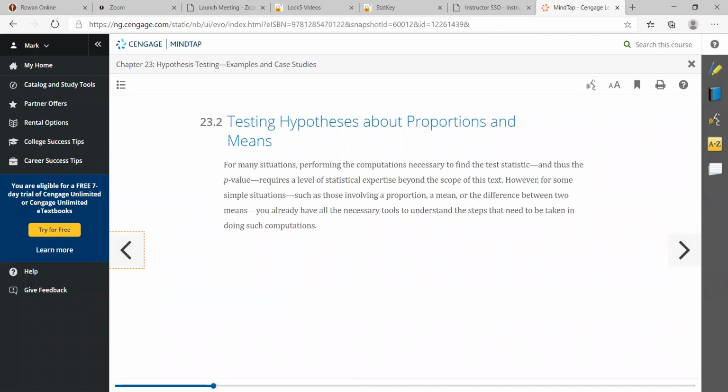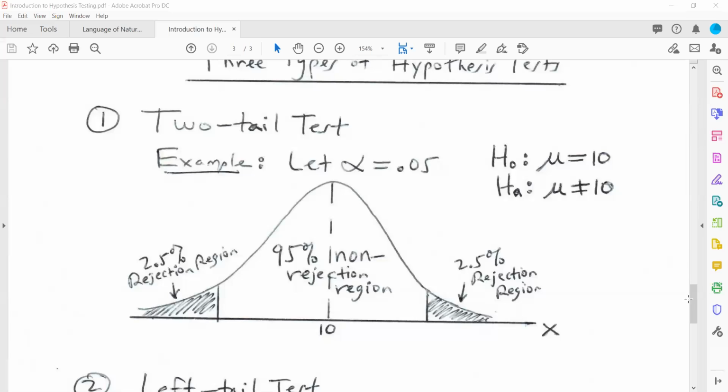Now let's go through the handout that I posted along with the video on Wednesday. Let's get to the beginning of this handout.